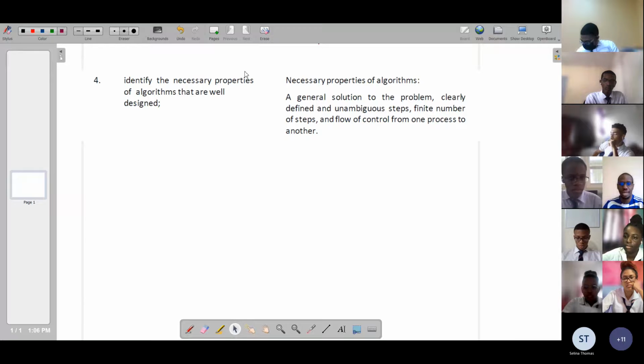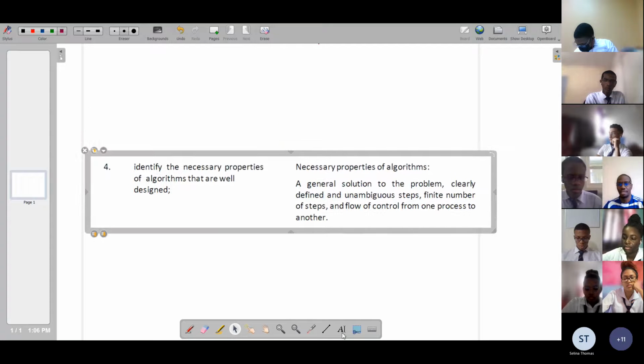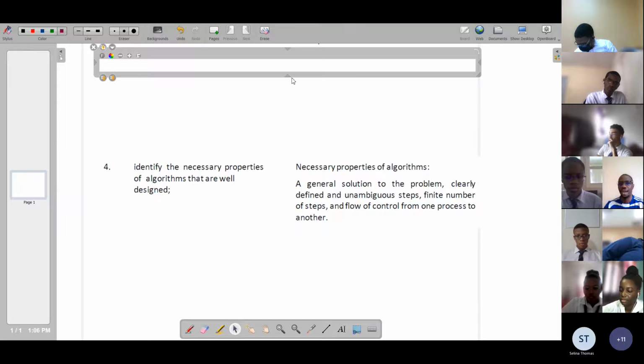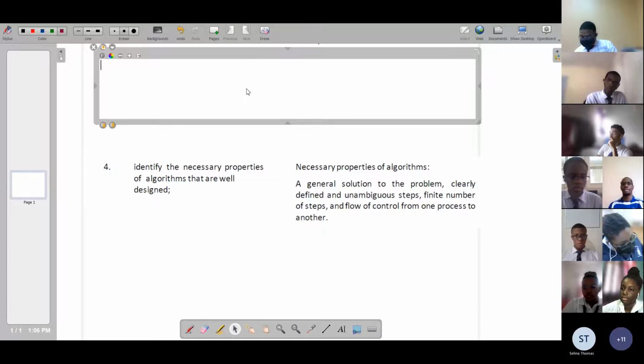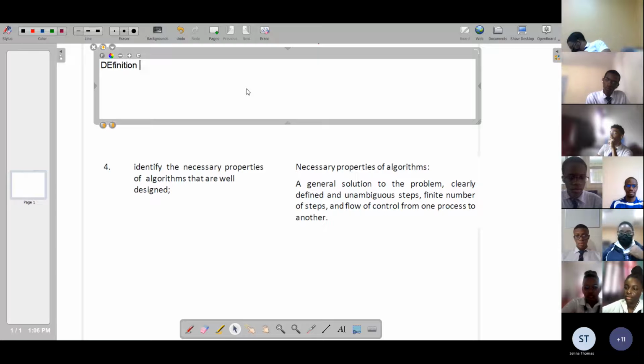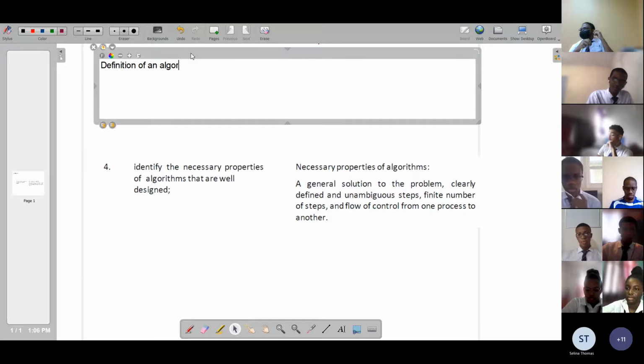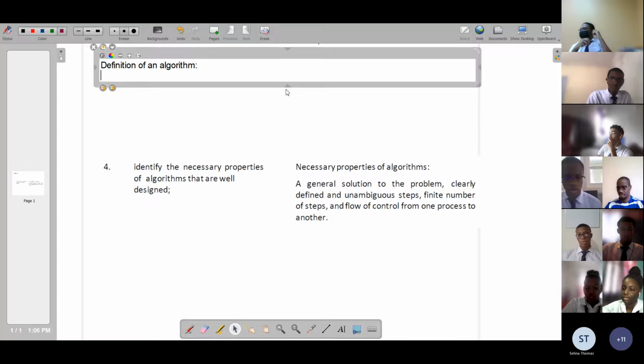Can anybody define what an algorithm is for me? I know that you know, because in Form 5 you would have had to write an algorithm. So can anybody say what the definition of an algorithm is? Don't all put up your hands now. It's a series of steps. Right, so I heard a series of steps from somebody.